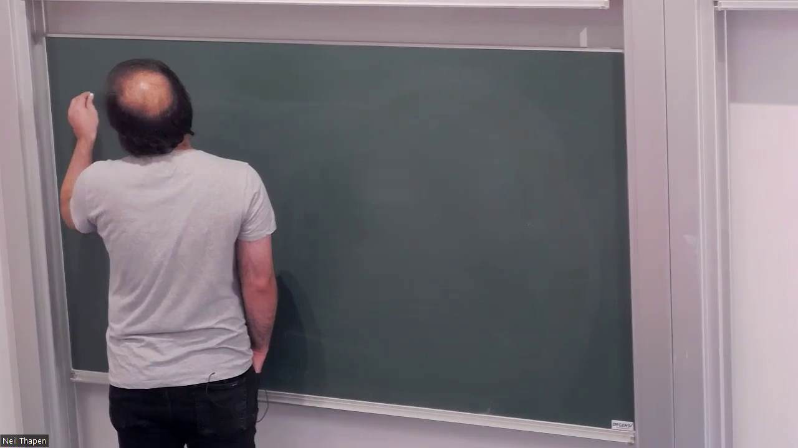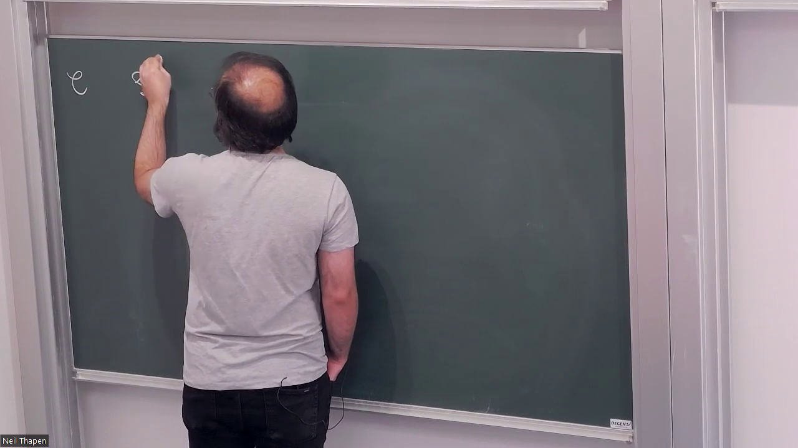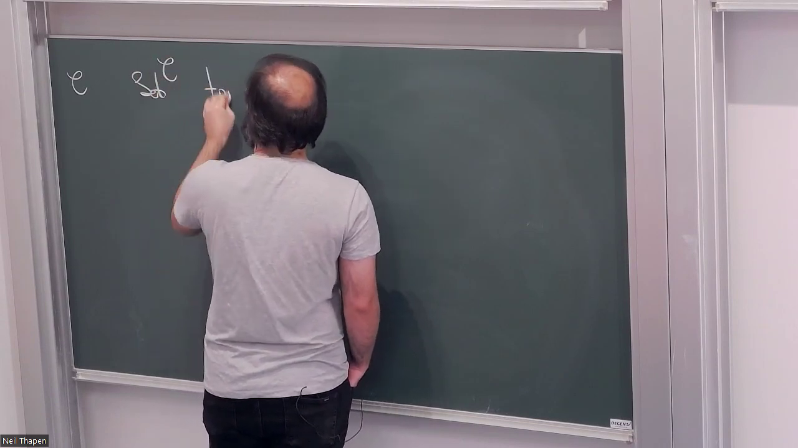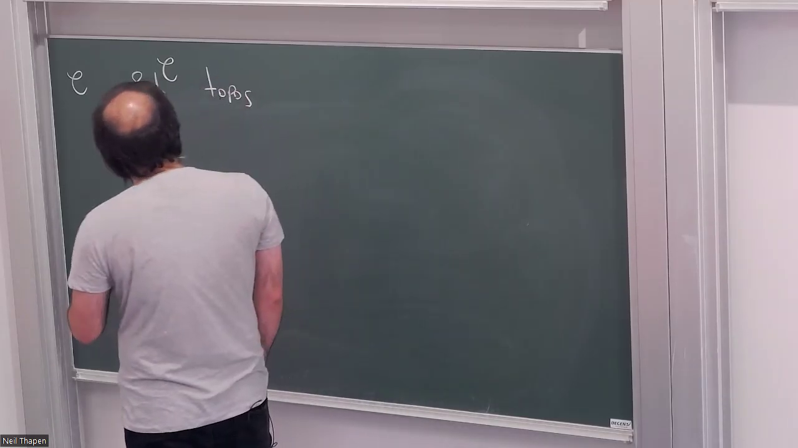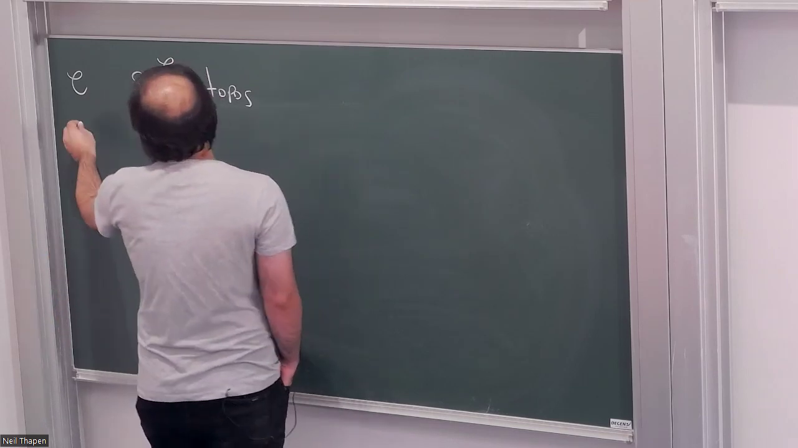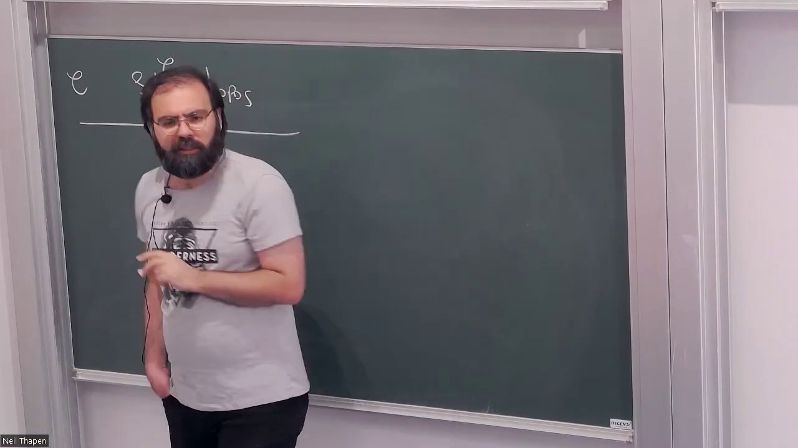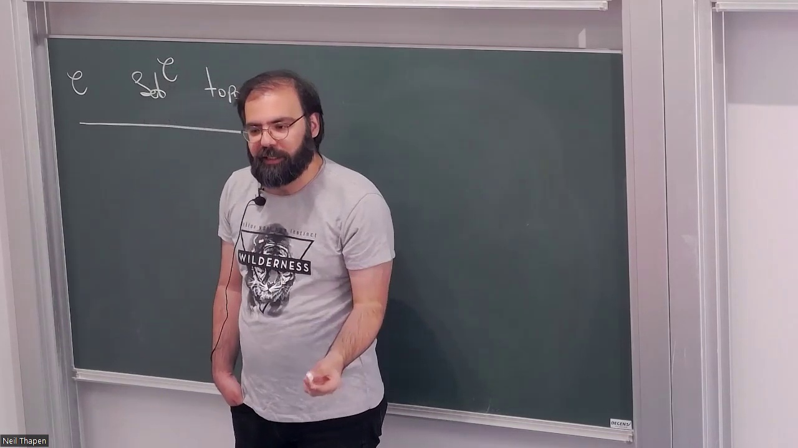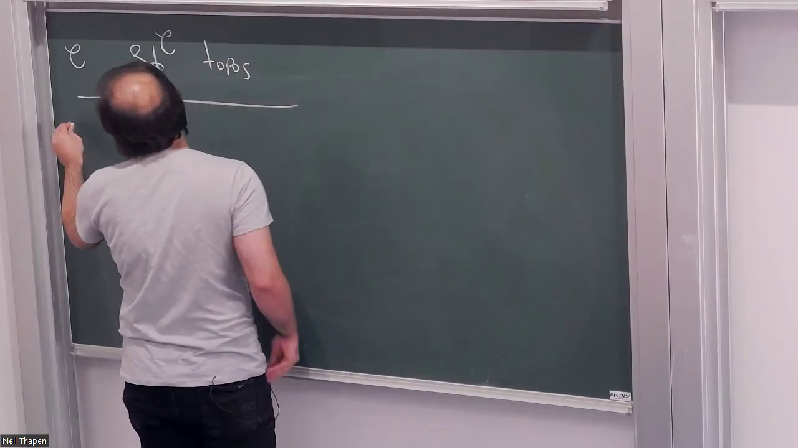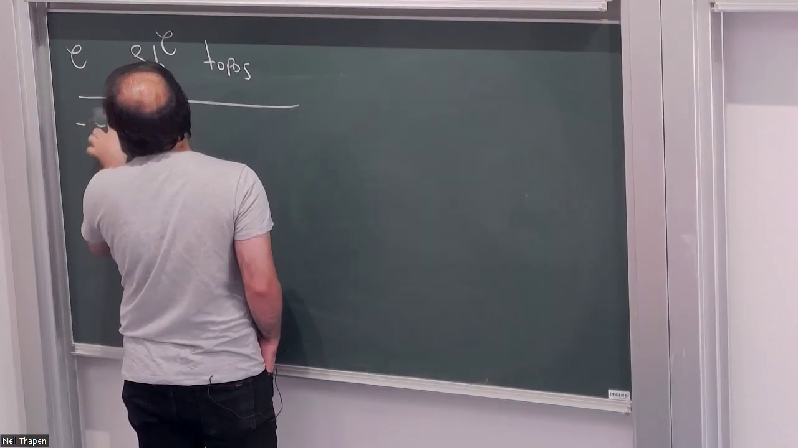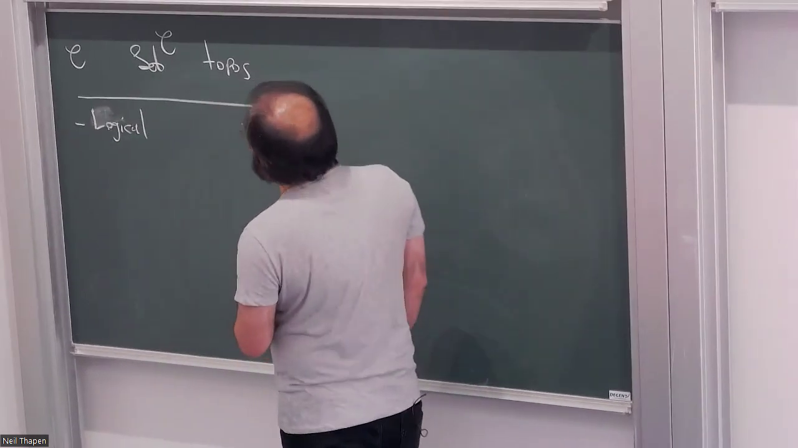So for any small category C, we saw that the category of presheaves, Set to the C opposite, is a topos, right? Then I said that I don't like this construction. Something is missing. It's not generalized enough. And then I said that I want to provide three reasons for that. So we saw somehow the logical one.